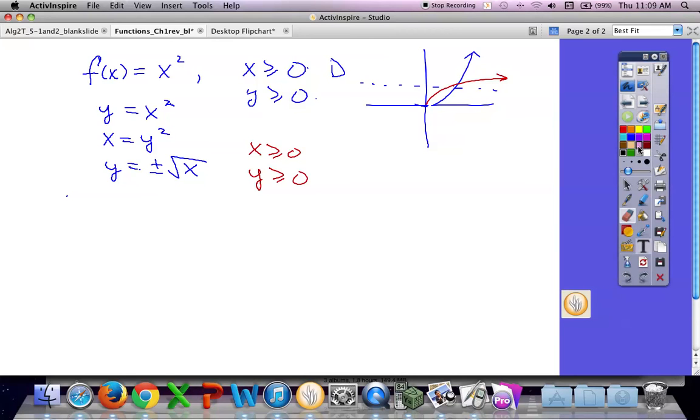Right. Now the last part is, what do you notice about the graphs of a function and its inverse? They are symmetric with respect to what line? y equals x. Right. If you drew a line right through it, it should look like they're just mirror images on either side.